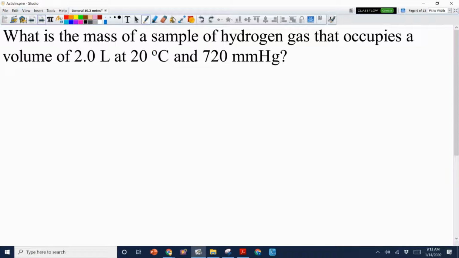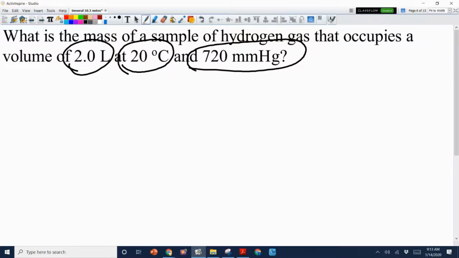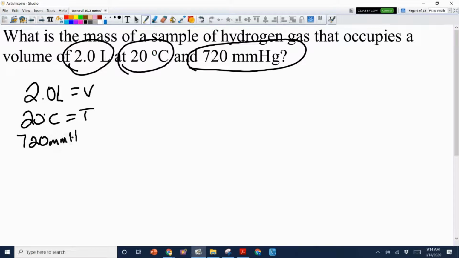Okay. Next question. I'm going to circle my givens. I'm not even going to read the problem yet. Okay, list these out. 2.0 liters is equal to my volume. 20 degrees Celsius is equal to my temperature. 720 millimeters of mercury is equal to my pressure. All right, and then what's our unknown? What is the mass of the sample?